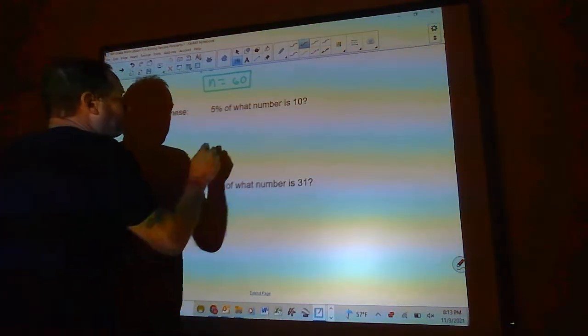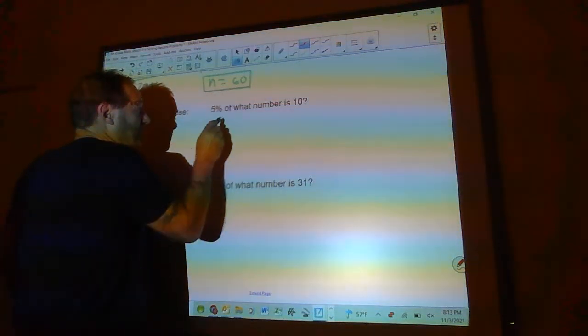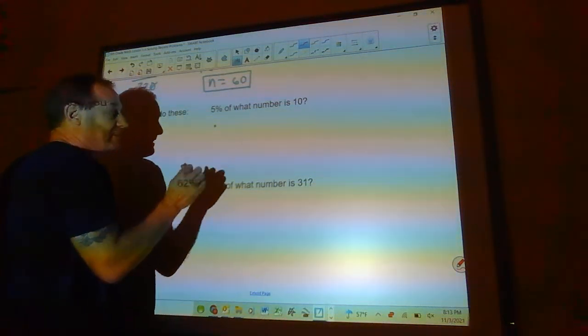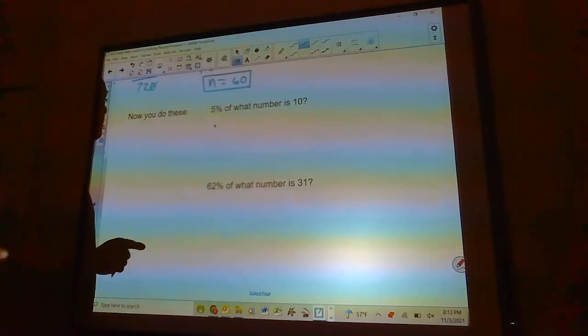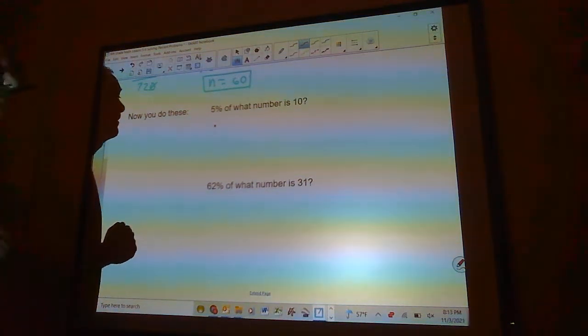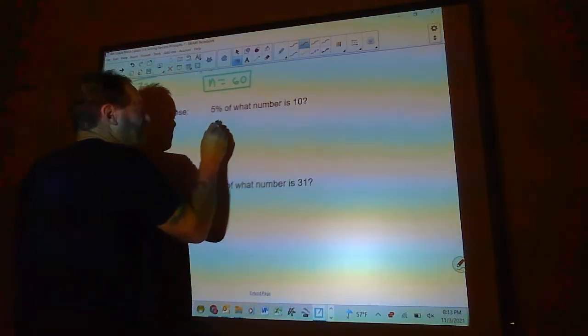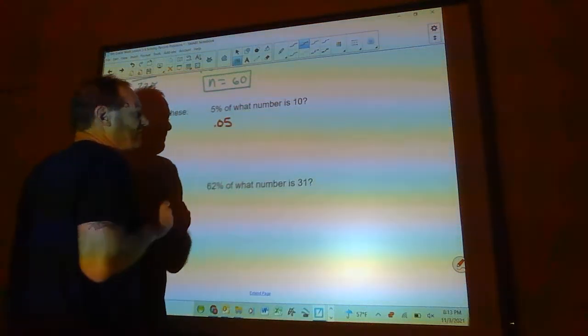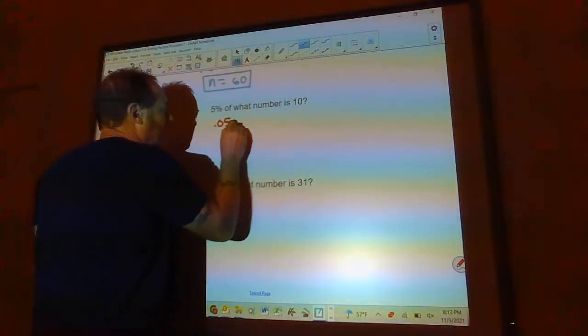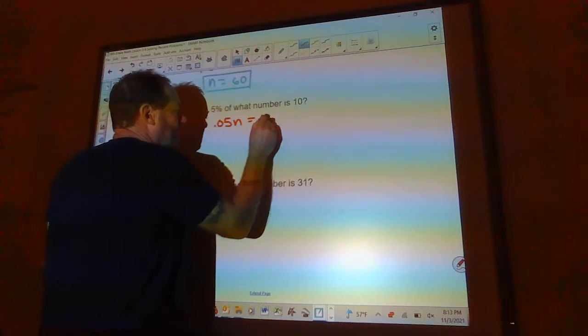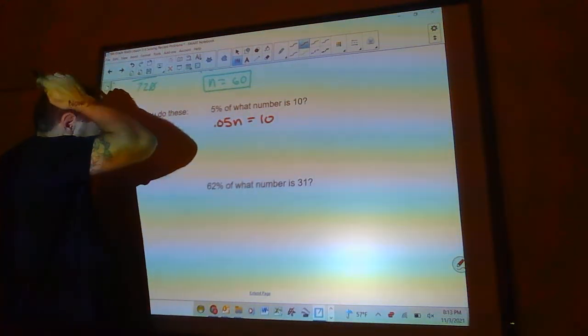Okay, so 5%. Now be careful of this, because a lot of people put 0.5 down here for 5%. That is not 0.5, that is 50%. And you will get the answer wrong. 5% is 0.05. Times what number? Times n. Is 100, is 10, sorry.